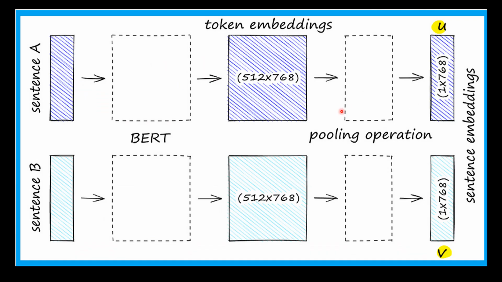Next comes the sentence embeddings. Now these sentence embeddings are a way to represent an entire sentence as a single vector that captures its meaning. And this allows models to understand the overall sentiment, context, and relation between the sentences.